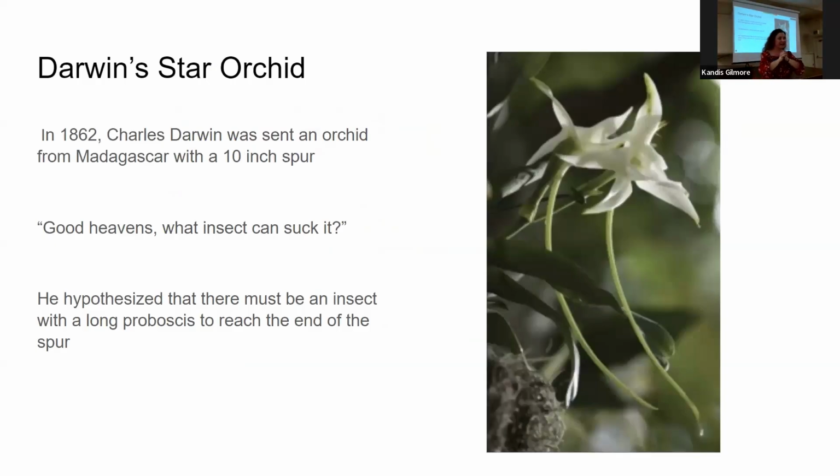So going back to Darwin's time, in 1862, Darwin was sent this orchid from Madagascar that had a 12-inch spur. It had a really long part of it coming down, and there's nectar right at the bottom. And he wrote to a friend, "Good heavens, what insect can suck it? It's got to be so long." So he hypothesized that there must be an insect out there with a proboscis long enough to reach the end of the spur.